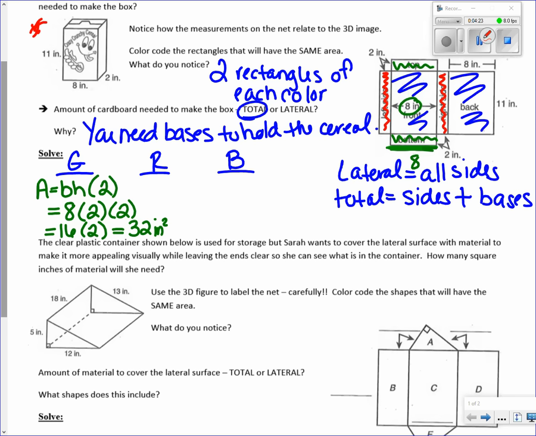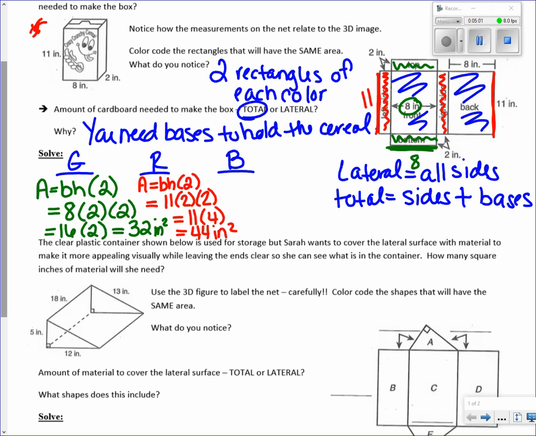Now I'm going to do the same thing with my red pieces. My red over here, if you look on this side, is going to be 11 inches tall. So again, area equals base times height times 2. My base is 11, my height is 2. And then I'm still multiplying by the extra 2 because there are 2 sides that are the same. So I'm going to switch up the way I multiply, so 11 times 4. So I get a total of 44 square inches for my red pieces.